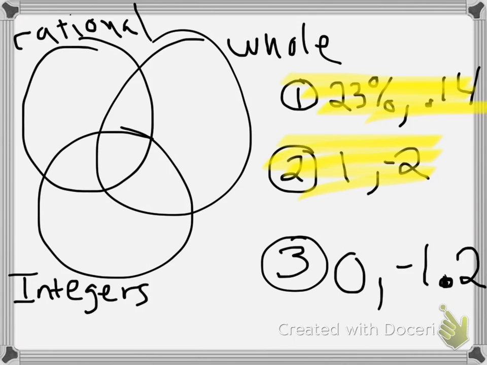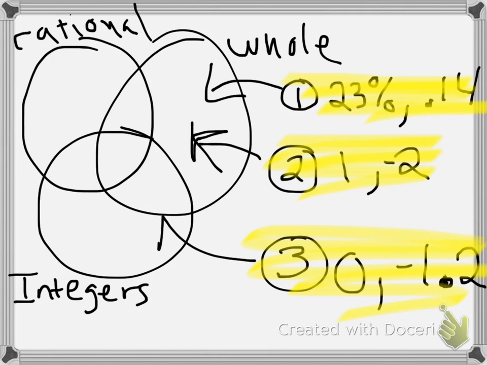Number 2, we've got 1 and -2. And the very third or last one, we've got 0 and -1.2 or -1 and 2/10. Alright, so what I want you to do is put them in the correct spots in your Venn diagram. Okay, and bring that to class today.